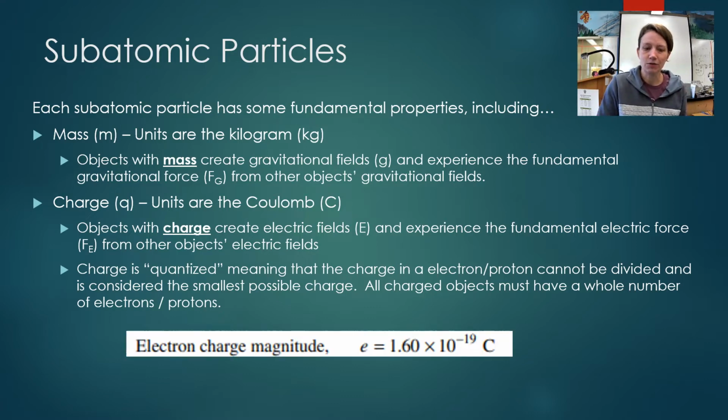That magnitude of charge is given to you on your AP equation sheet, sometimes represented with a little e. So this is the electron charge magnitude, 1.6 times 10 to the negative 19th coulombs. Of course, mass is not quantized, right? So we can keep dividing things into any ratio of masses as far as we know, and there's no smallest mass. So that's a difference between charge and mass.